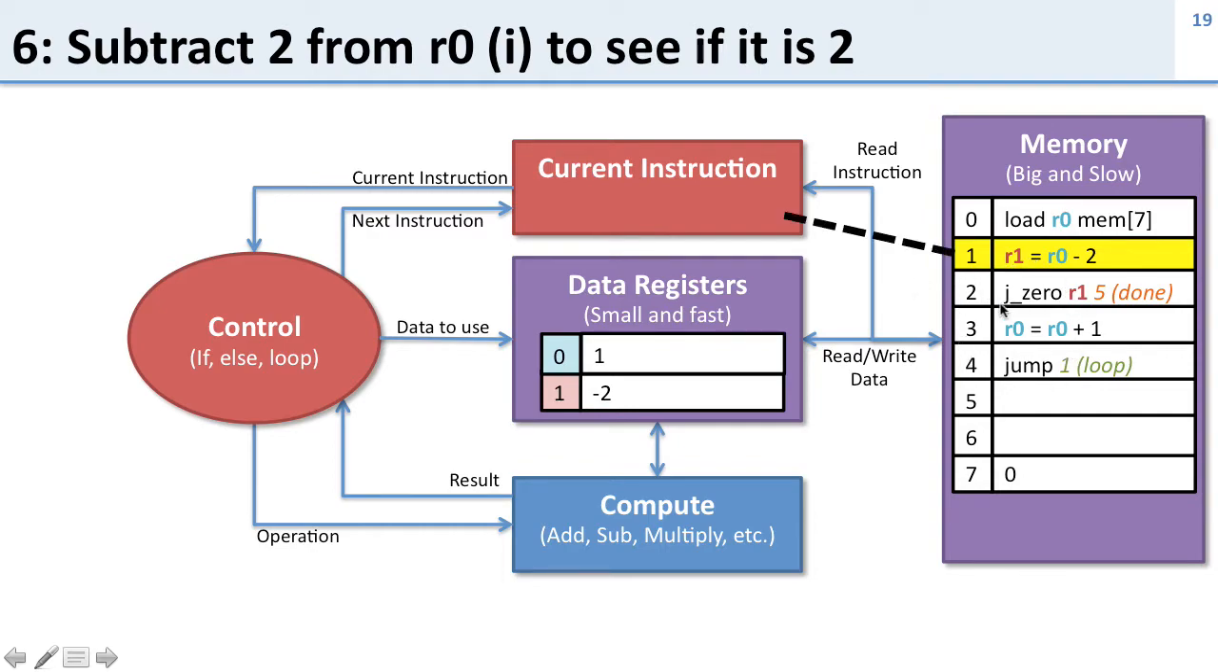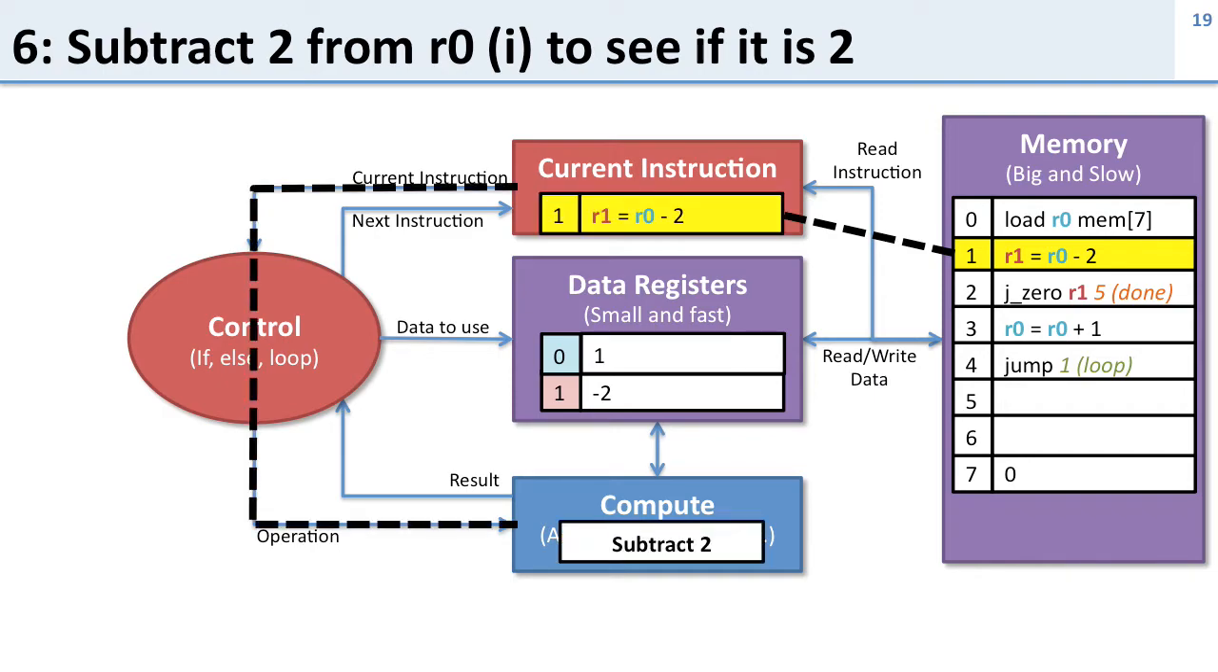So now we've gone all the way through the loop, but now our values in the registers are different. So we load instruction 1 again. The operation here is subtract 2. So we're going to load R0. We're going to subtract 2, and we're going to store the results into R1. So now we have 1 minus 2 is minus 1.